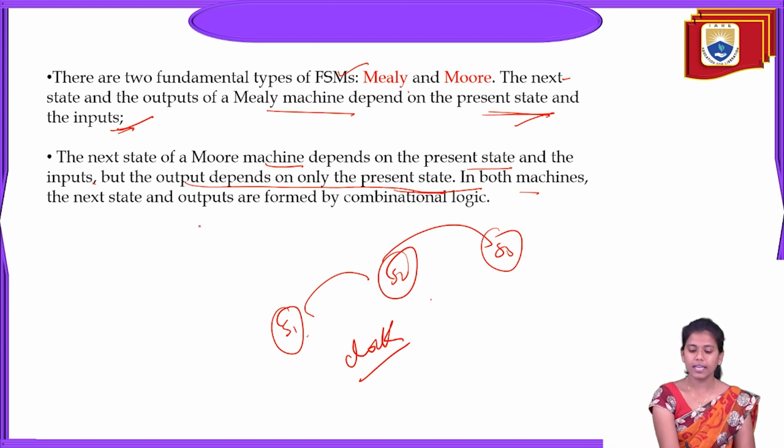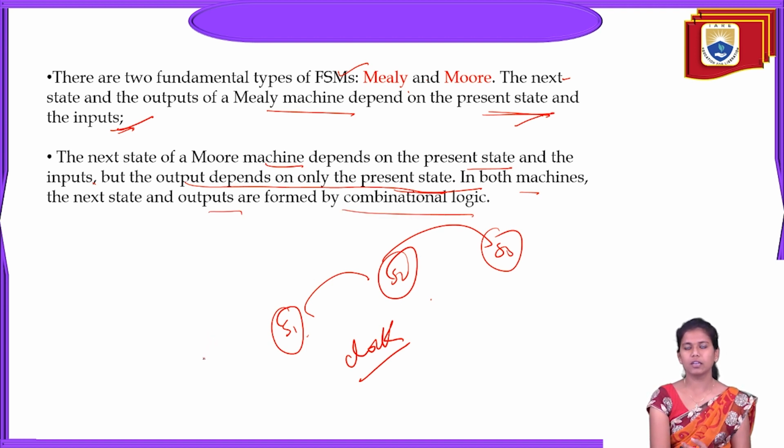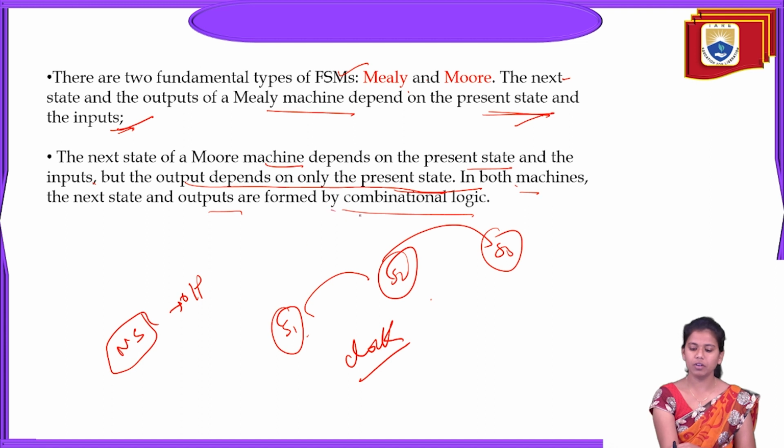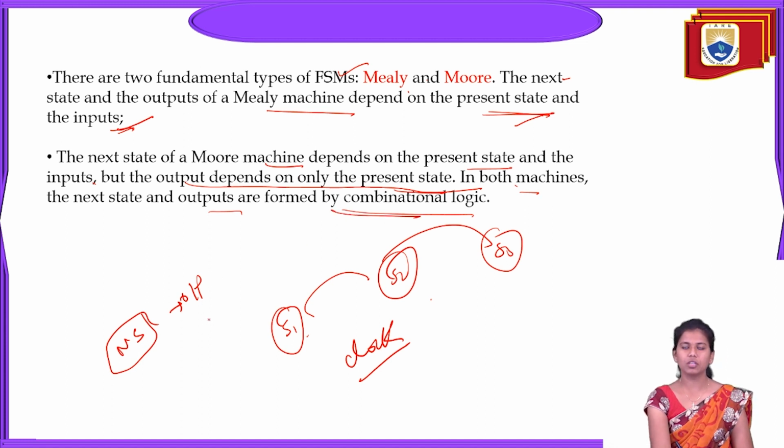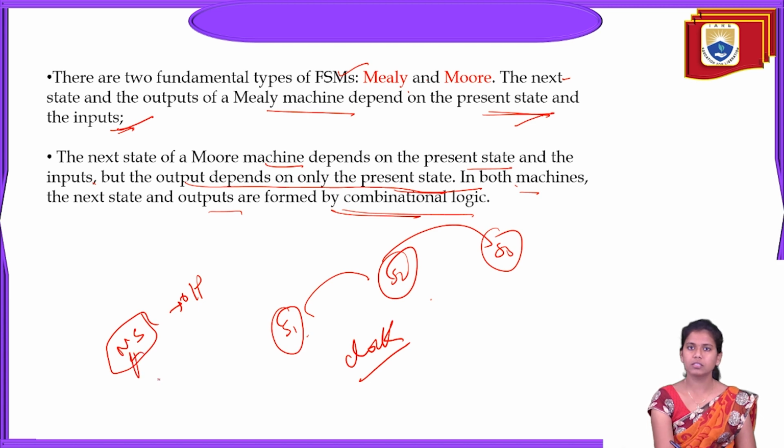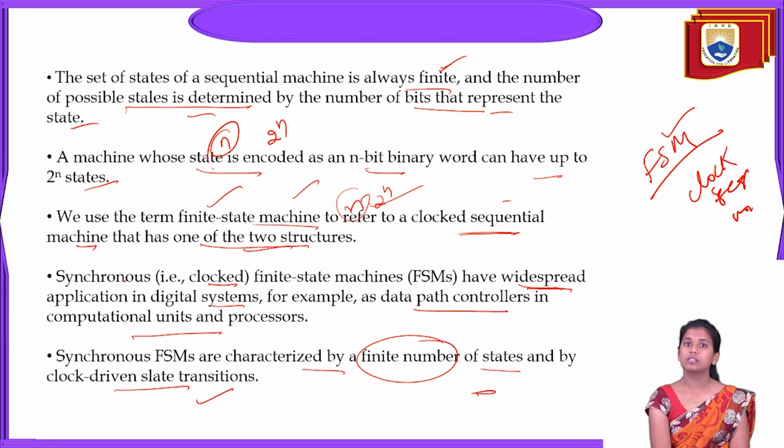In both machines, the next state and outputs are formed by combinational logic. So in both finite state machines, Mealy and Moore, the next state and the output are formed only by the combinational logic. We know how the next state is formed: from the present state values and the present input. So in Mealy and Moore machines, the next state and output are formed by combinational logic. So this is all about the sequential logic.